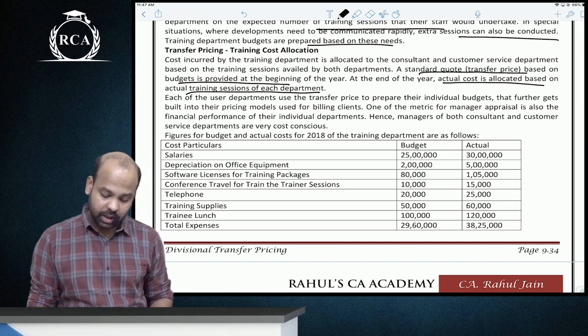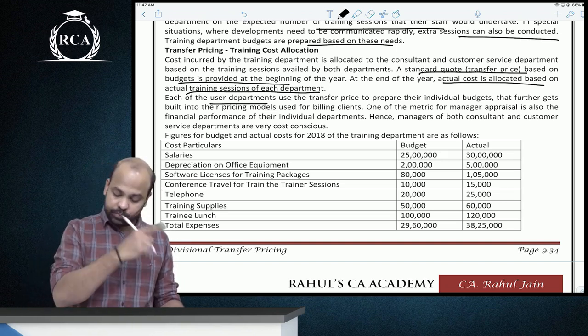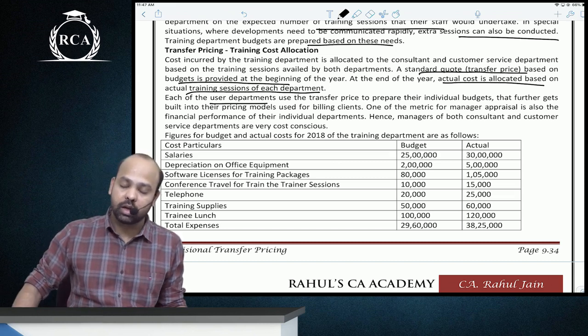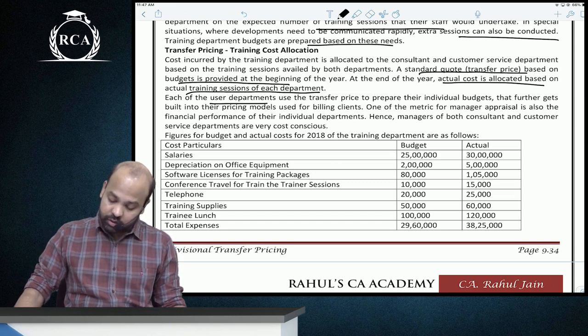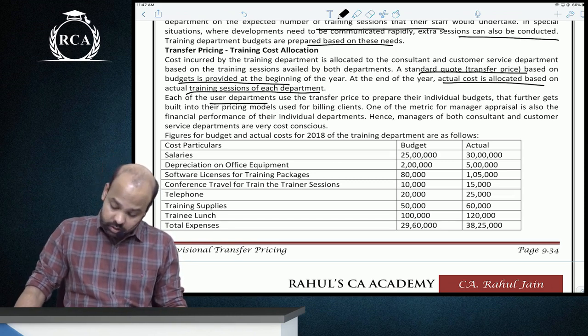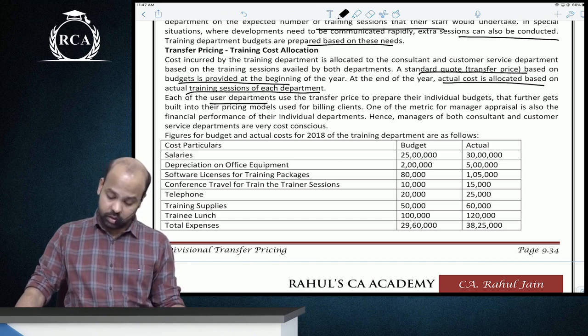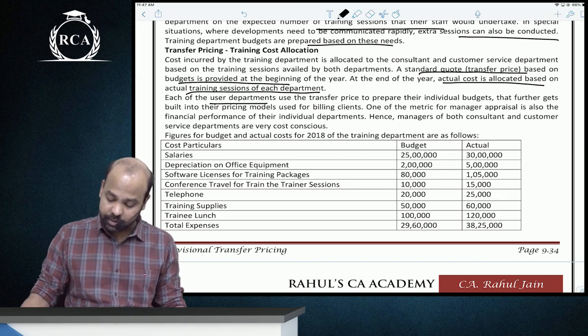Each of the user departments uses the transfer price. User departments, meaning who, guys? That is our consulting department and customer support. They use the transfer price to prepare their individual budgets that further get built into their pricing models used for billing clients. One of the metrics for manager appraisal is also the financial performance of their individual departments.